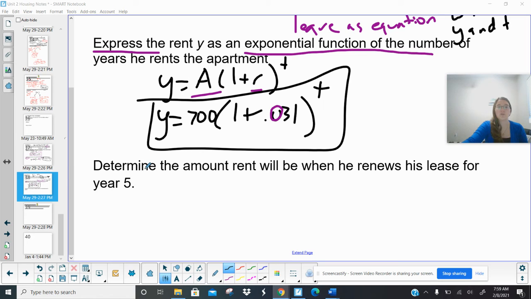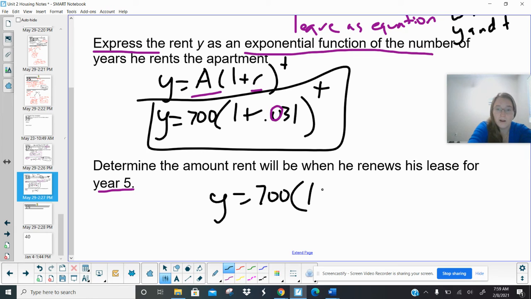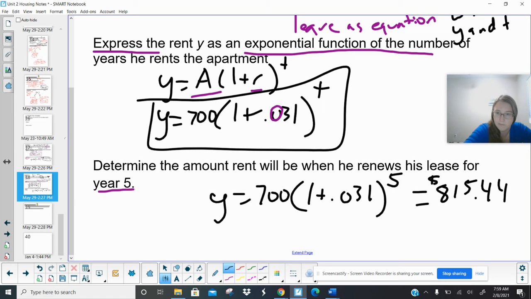So now we want to determine the rent after year 5. So that's t, go ahead and plug the 5 in and see what you get. Well, okay, we got y equals 700, 1 plus 0.031 to the 5th. So this is again an estimation, 1 plus 0.031 to the 5th. You should have gotten 815.44. That's again relatively decent.